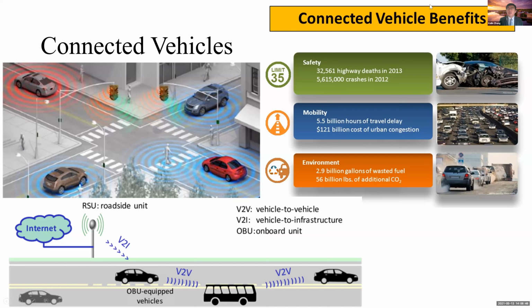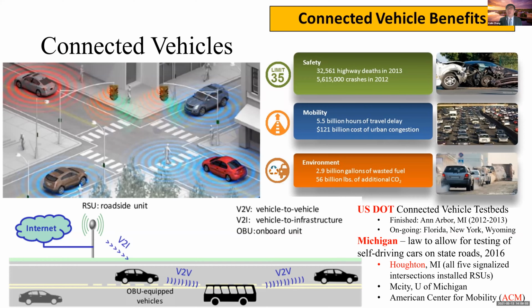The objective of connected vehicles, the benefit, is that we want to achieve safety. Safety is the first thing. As traffic engineers, we think the primary objective for everything is safety, and then improving mobility and the environment. And you look at the US DOT, which has conducted connected vehicle testbeds.